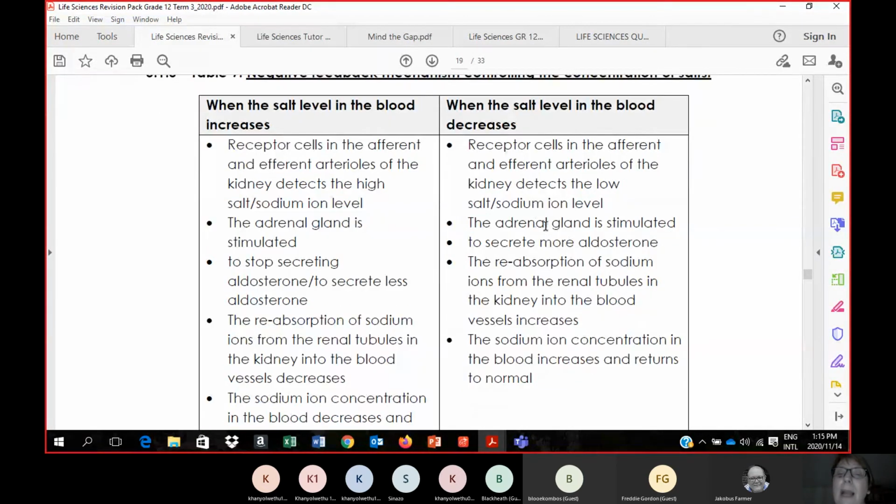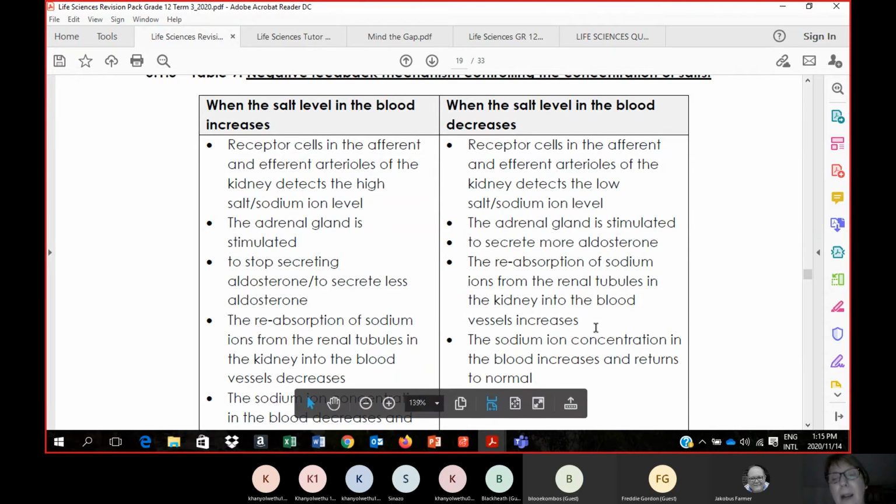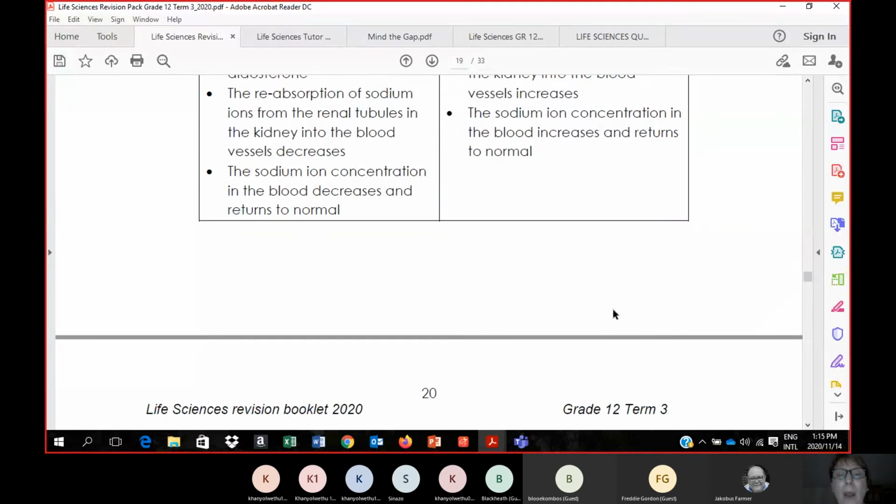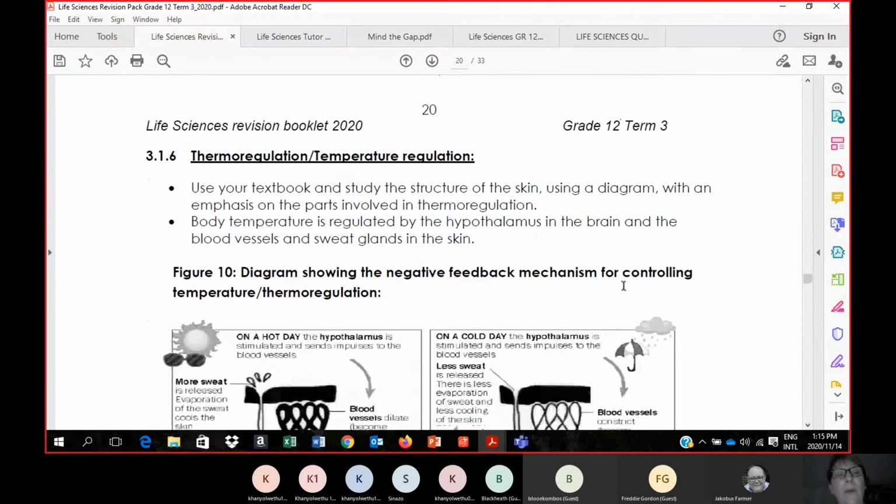And now the adrenal gland, that little gland just above the kidneys, secretes more aldosterone, and the reabsorption of sodium ions from the renal tubules increases. So more salt is going to be reabsorbed and less will be excreted in the urine. Okay, so you do need to do all of those.